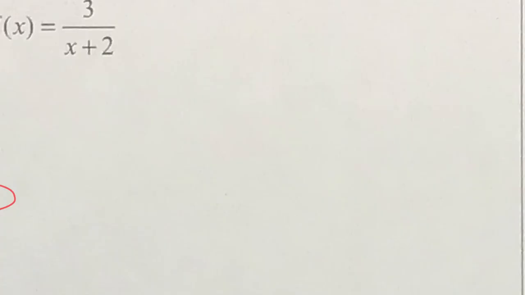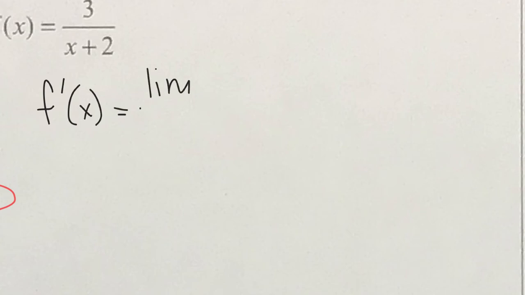And here's a second example. Once again, we have to take the limit. So our derivative equation is found by taking the limit as h goes to 0 of f of x plus h. So I'm going to replace x with x plus h.